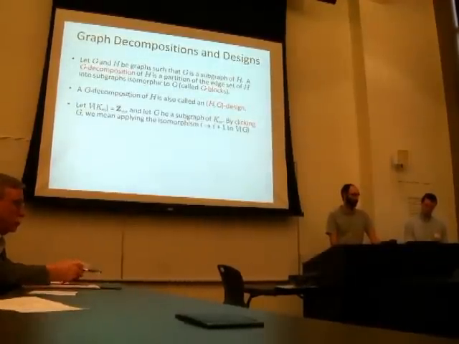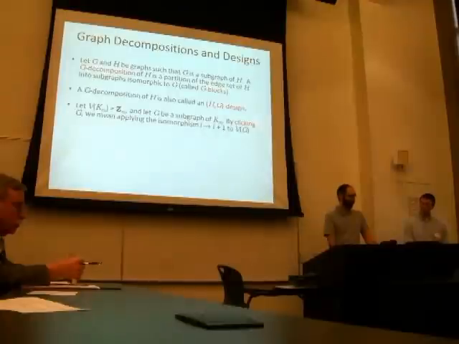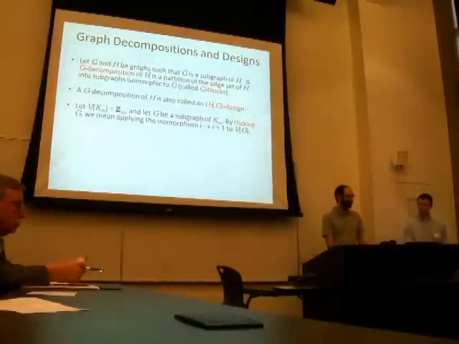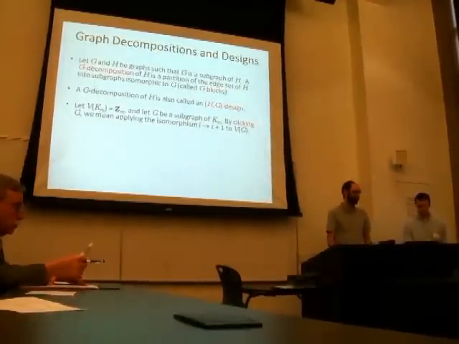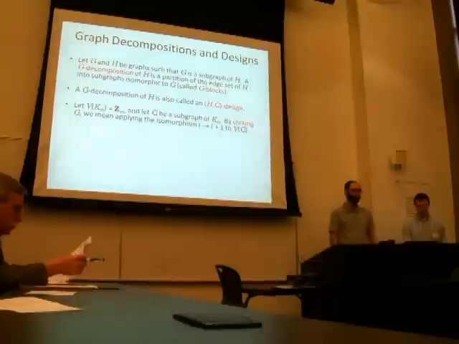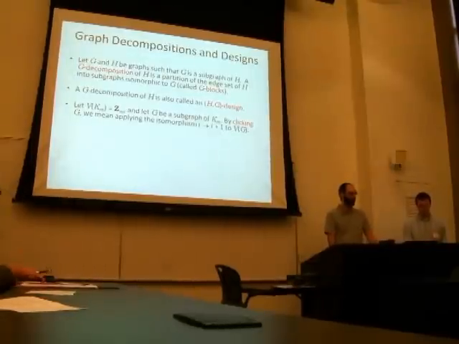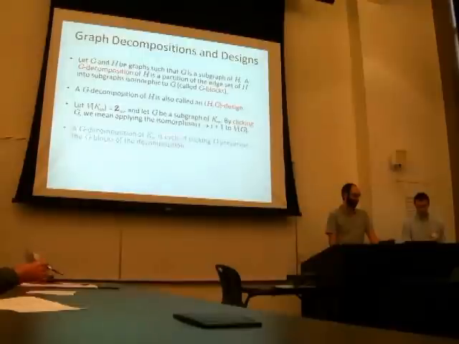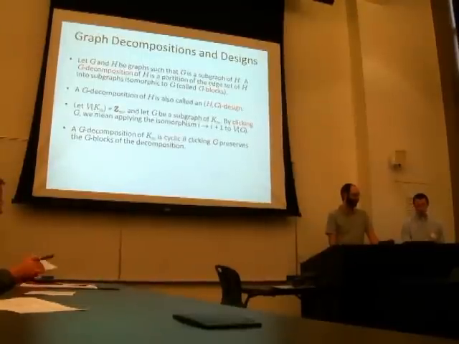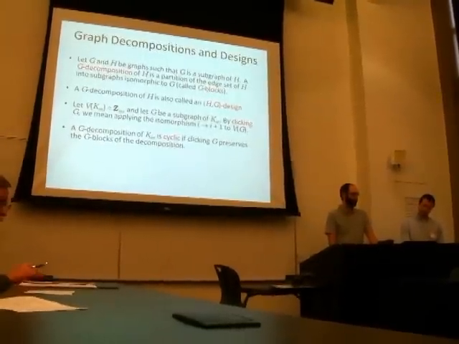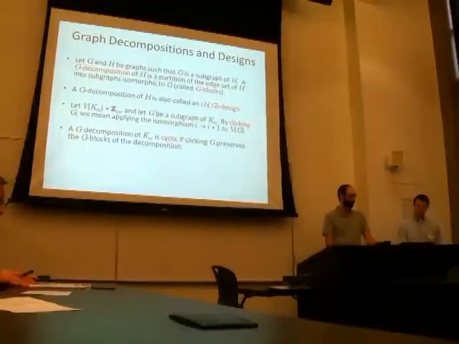And if we let the vertex set of Km be the integers mod m, and let G be a subgraph of Km, by clicking G, we mean applying the isomorphism i goes to i plus 1 to the vertex set of G. We'll see some examples of clicking. That's going to be a very important concept. A G decomposition of Km is cyclic if clicking G preserves the G blocks of the decomposition.